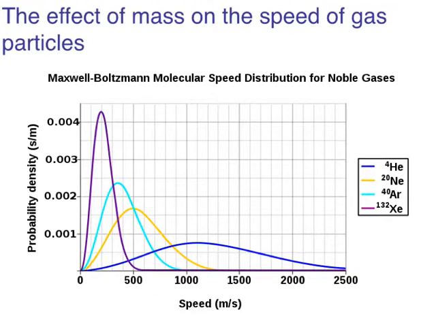Another experiment they investigated was the effect of the mass on the speed of gas particles. If you take a look at this graph here, you'll see that you have four gases. Note, you have helium, neon, argon, and xenon, the noble gases. If you look on your periodic table, what you'll find is that helium is the lightest of the gases, and xenon is the heaviest.